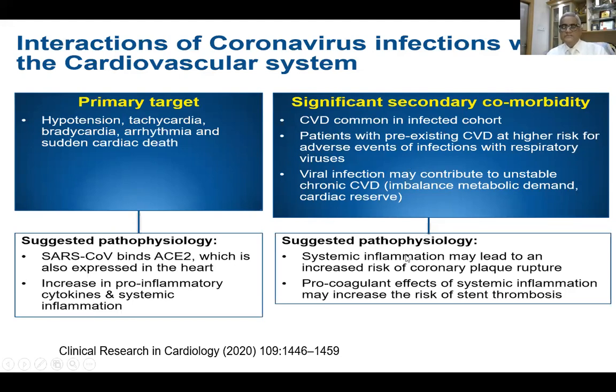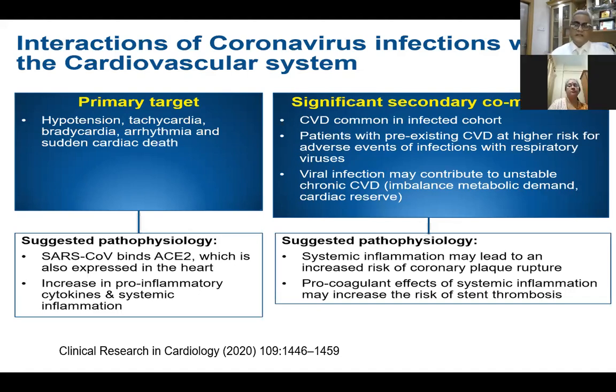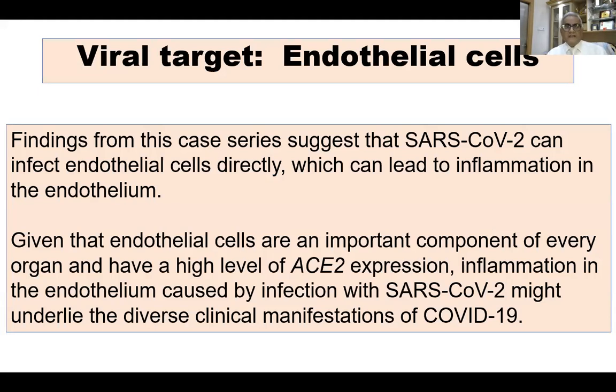And there you can have systemic inflammation, which may lead to an increased risk of coronary plaque rupture. There could be a procoagulant effect of systemic inflammation, which may increase the risk of stent thrombosis after intervention. So patients with pre-existing cardiovascular disease are at equally high risk for adverse events of infections with respiratory viruses. Viral infection may contribute to unstable chronic cardiovascular disease, which is primarily due to an imbalance between metabolic demand and cardiac reserve. And the viral target is the endothelial cell.